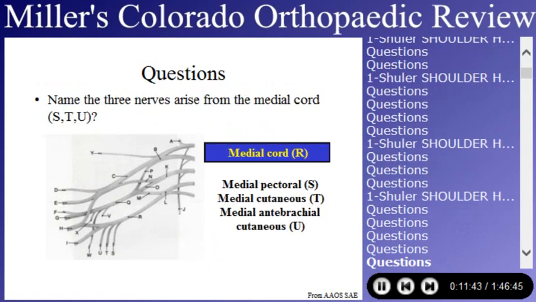Name the 3 nerves, and this is actually some of the pimp material they do give you. Name the 3 nerves that arise from the medial cord. Medial cord is shown there as R. You have to know the orientation: medial pectoral nerve, medial brachial cutaneous nerve, medial antebrachial cutaneous nerve. And the key testable one out of that is probably the medial antebrachial cutaneous. It runs with the basilic vein, and is also injured during elbow arthroscopy portal placement.